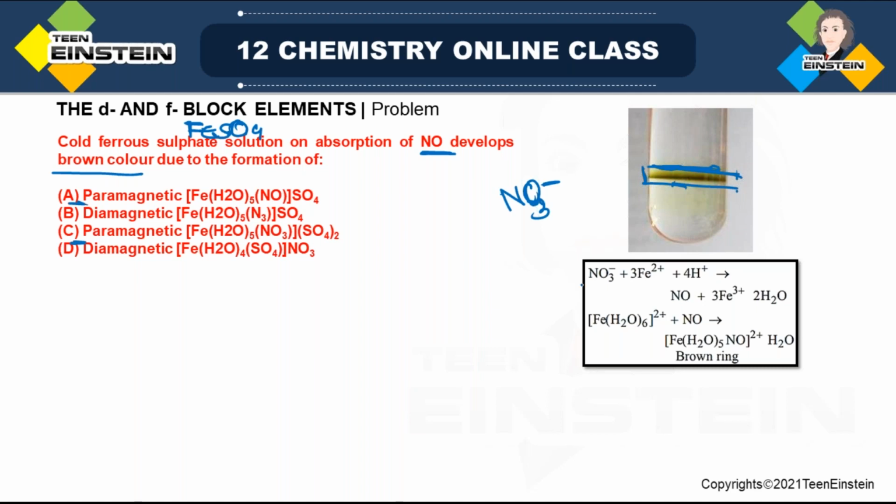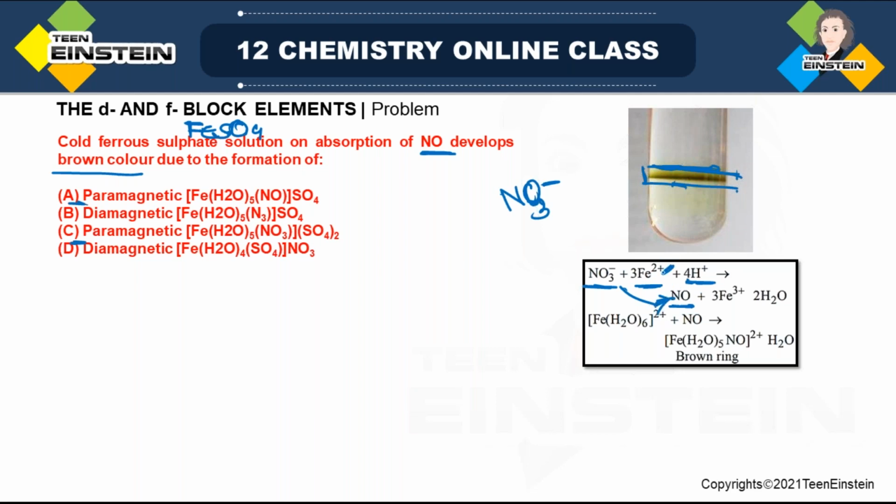Okay. So what happens here? NO3 minus in presence of Fe2+ ion, which is coming from FeSO4. And also here an acidic solution is used, so that is why H plus is also present. Now this NO3 minus will be reduced by Fe2+ and it will be reduced to NO.